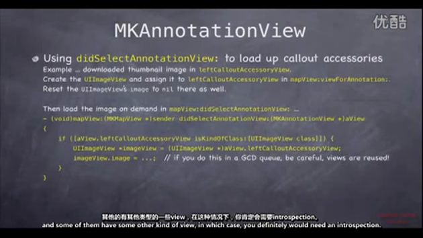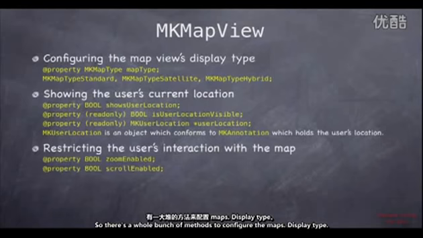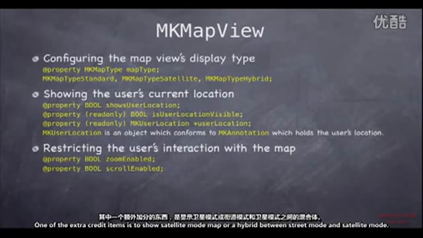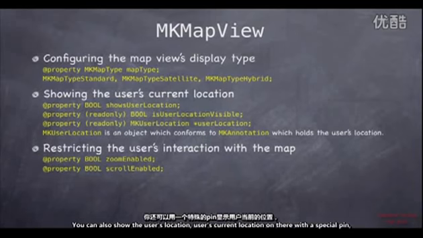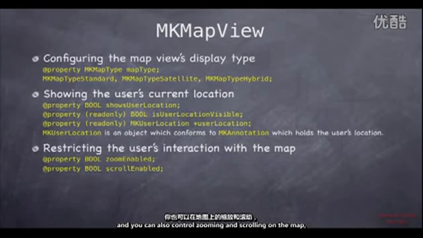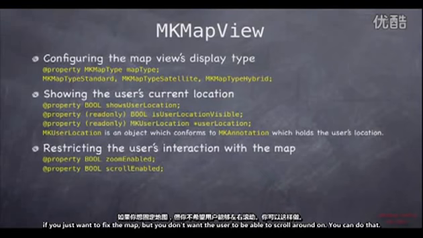So there's a whole bunch of methods to configure the maps. Display type: one of the extra credit items is to show satellite mode, or a hybrid between street mode and satellite mode, so you can play with this mapType property. You can also show the user's current location on there with a special pin. And you can also control zooming and scrolling on the map. If you just want a fixed map that you don't want the user to be able to scroll around on, you can do that.